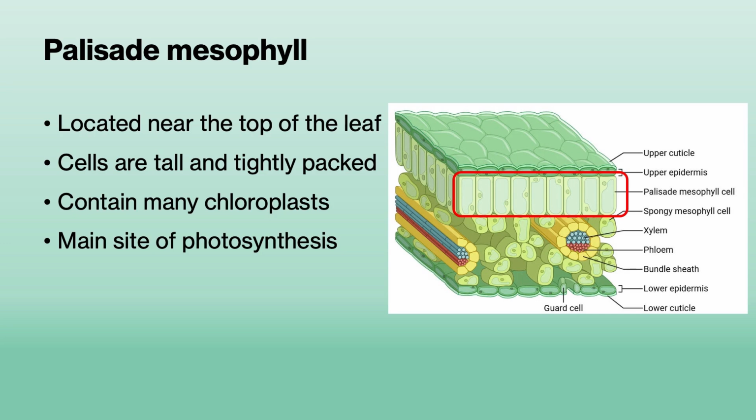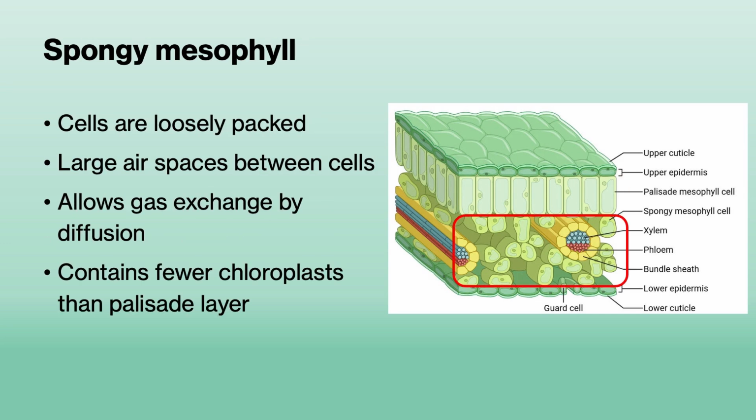This layer contains tall, tightly packed cells with lots of chloroplasts. This is where most photosynthesis takes place, because the cells are close to the surface and can absorb lots of light. Under the palisade mesophyll is the spongy mesophyll layer.